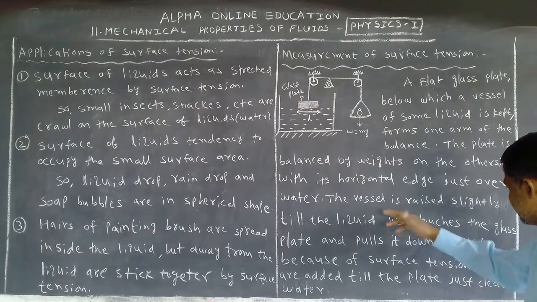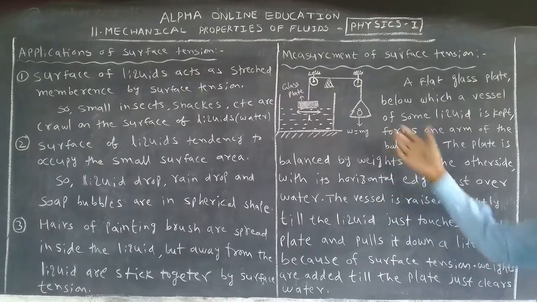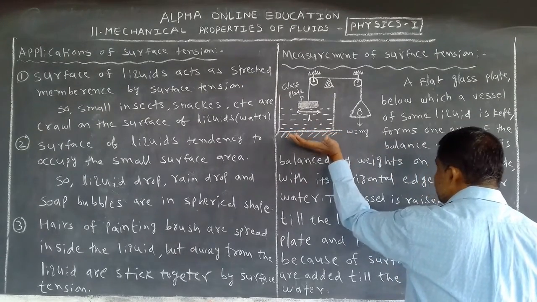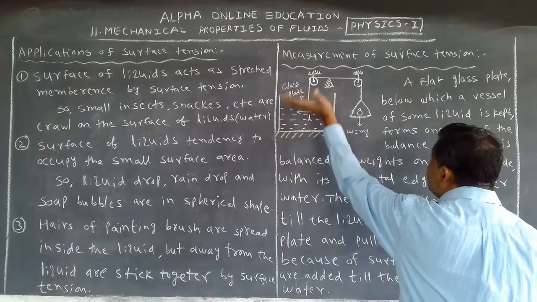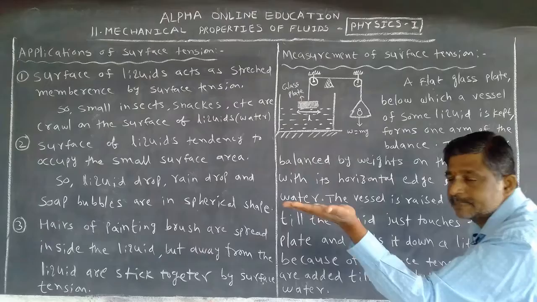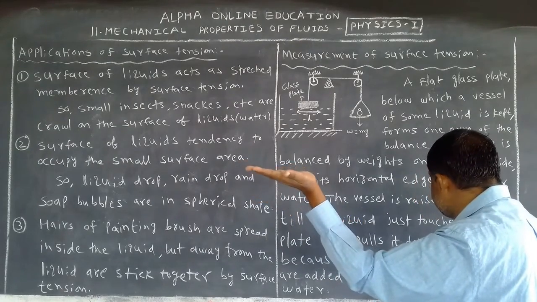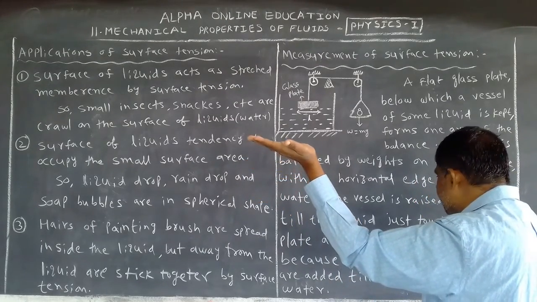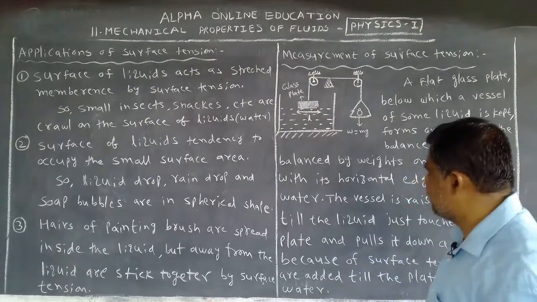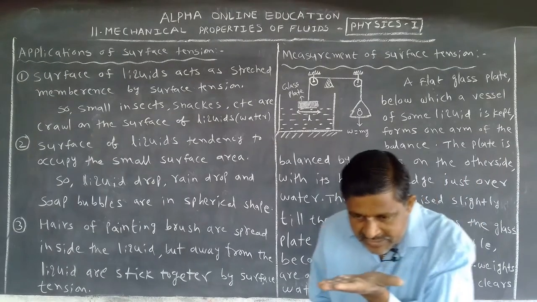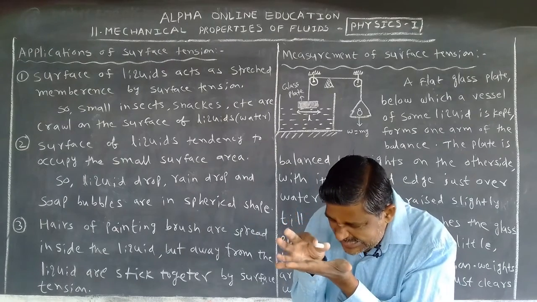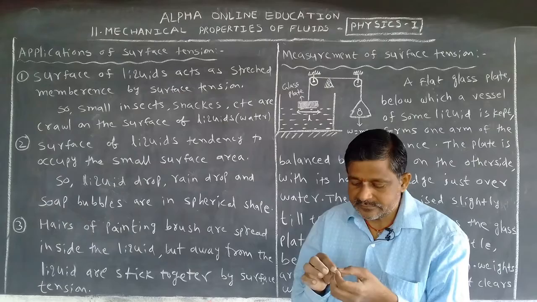Now the vessel is raised. This is the vessel with water or liquid. The vessel is raised slightly, but not fast. It is raised slightly till the liquid just touches the glass plate. That means we raise the vessel up to the point where the liquid just touches.